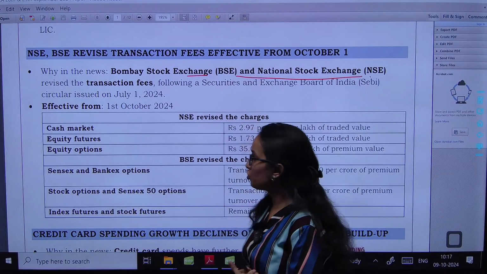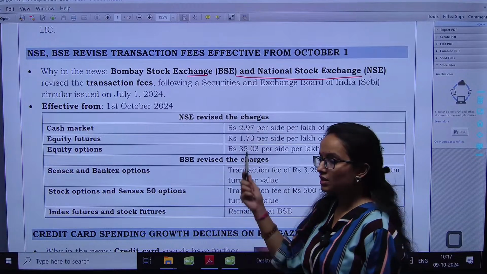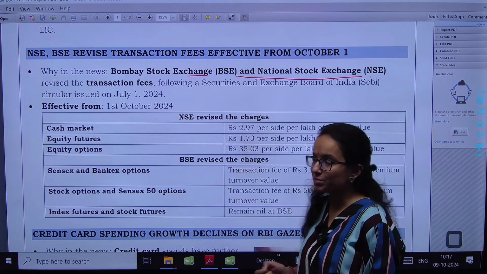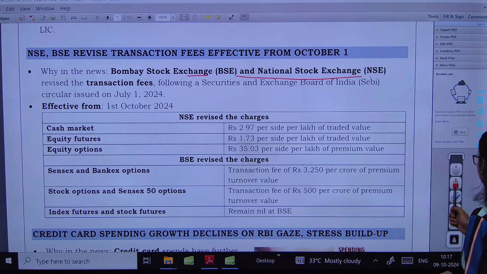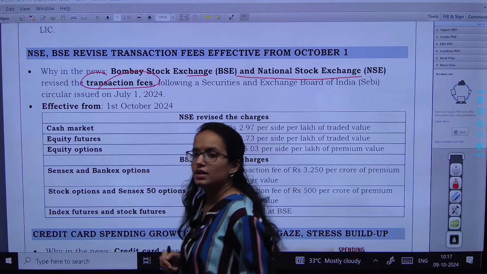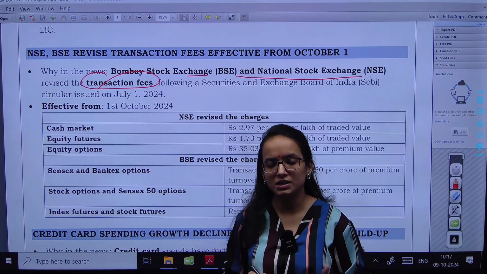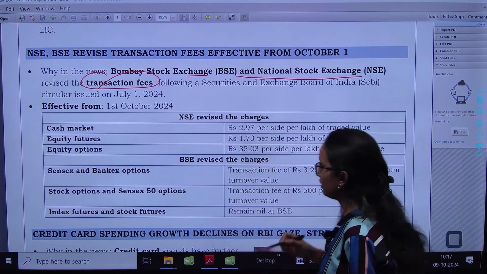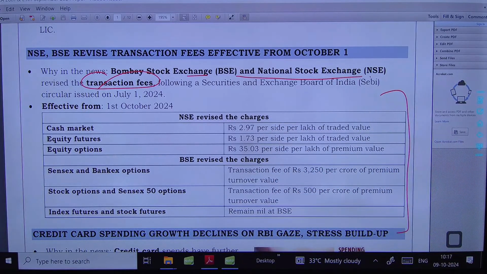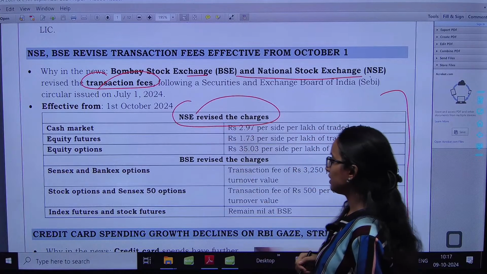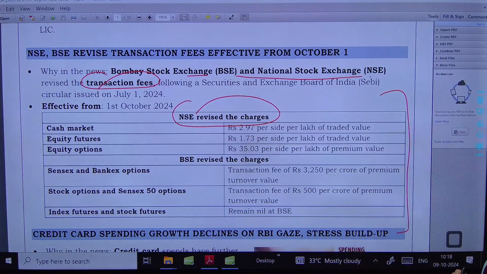Let's resume our discussion. So, we have discussed the top 10 valued companies in India. Now, we are going to discuss that the BSE and NSE have revised transaction fees. In accordance with the recent guidelines by SEBI, they have revised the transaction fees. So, this is the revised guideline. It came into effect from 1st October 2024. Okay. So, NSE revised the charges. These are the revised charges. You can look at them.